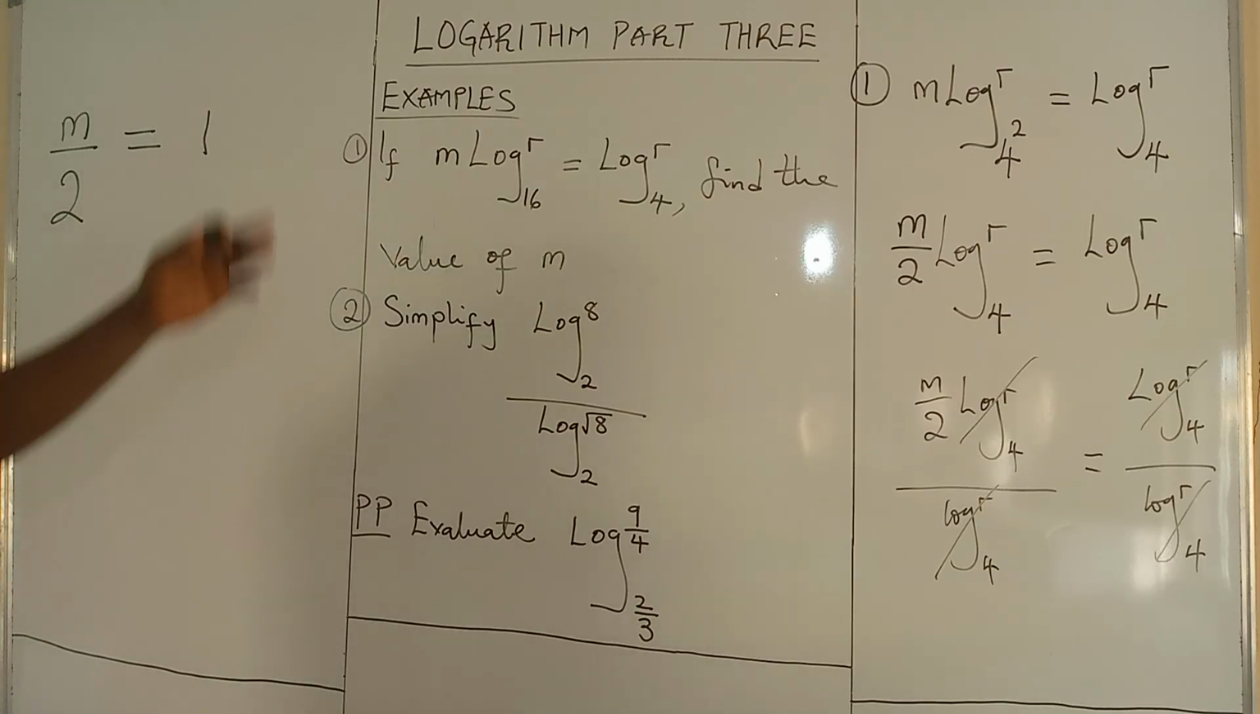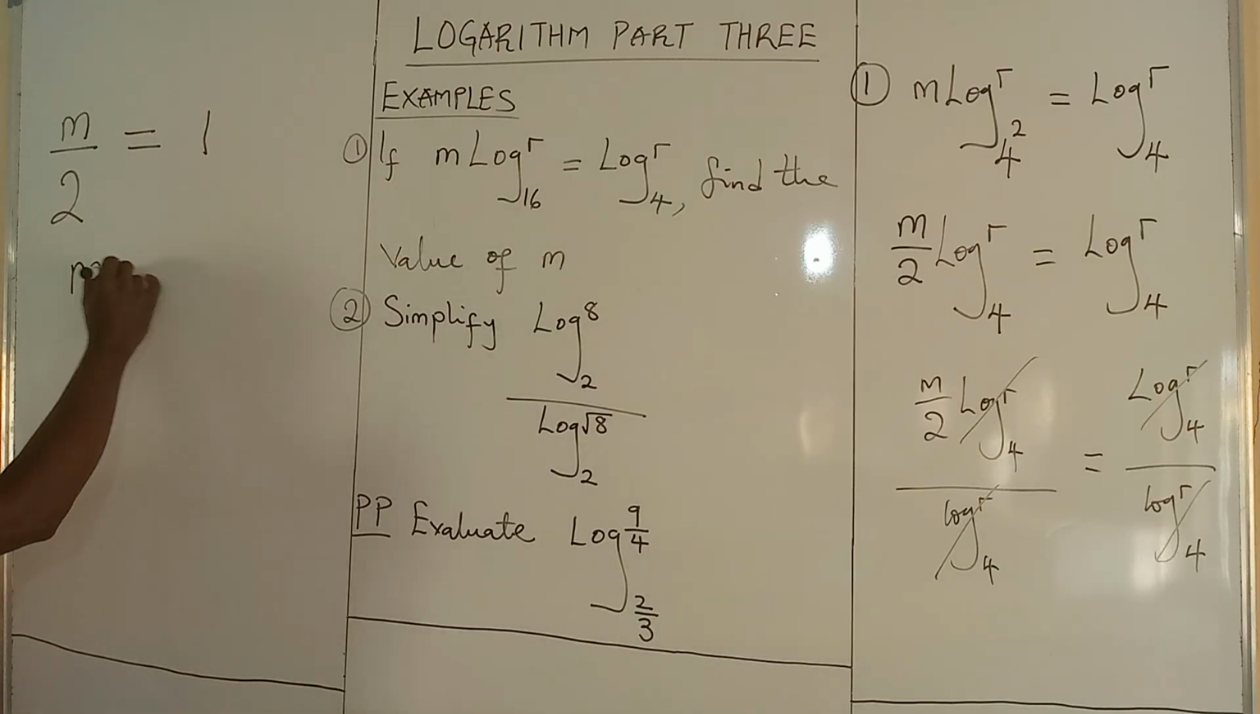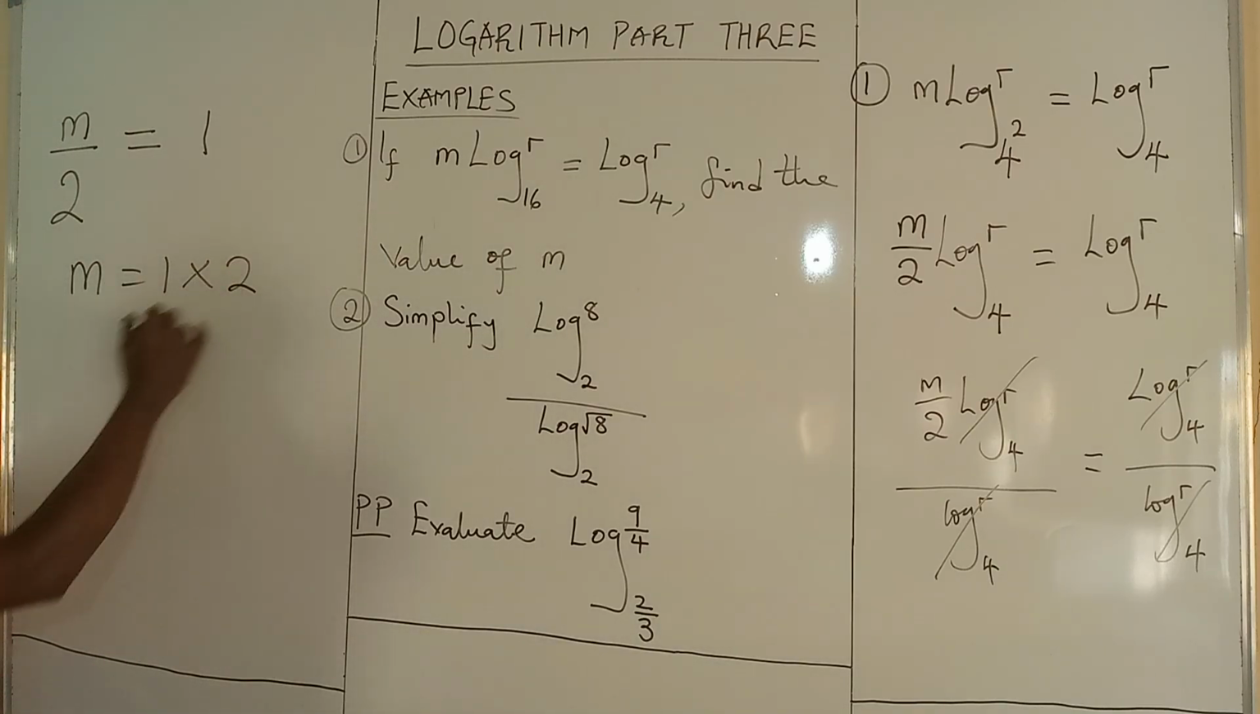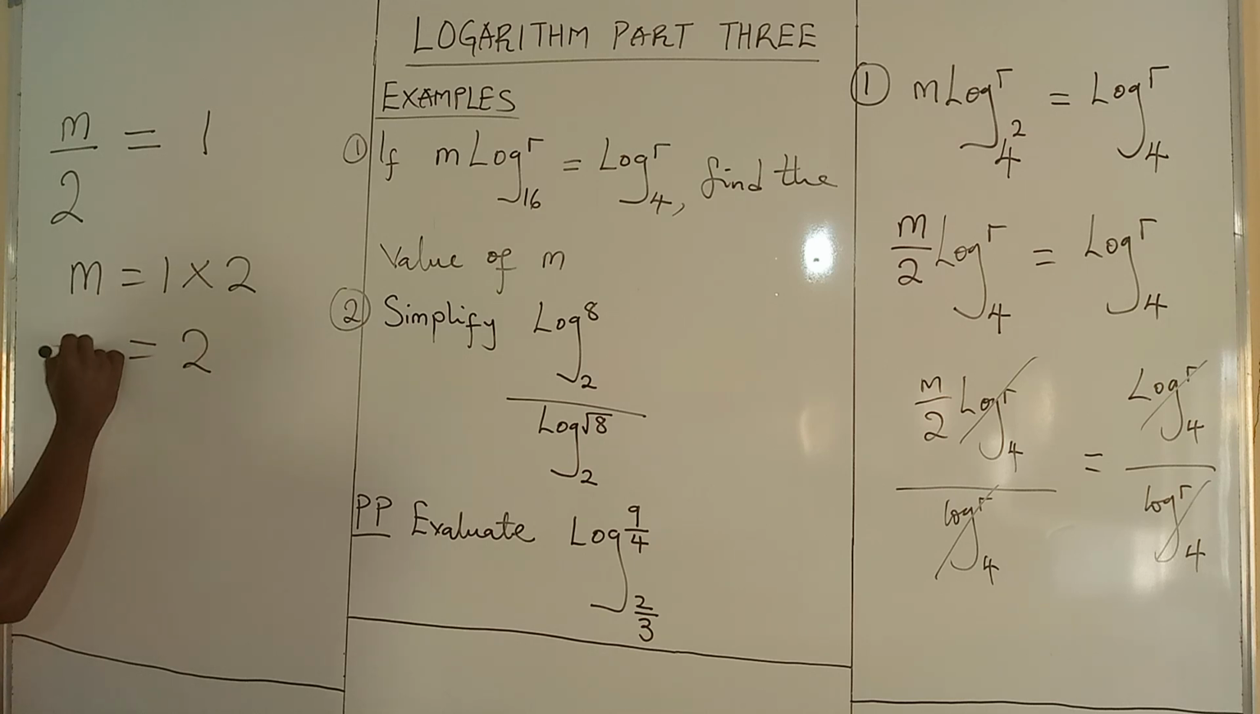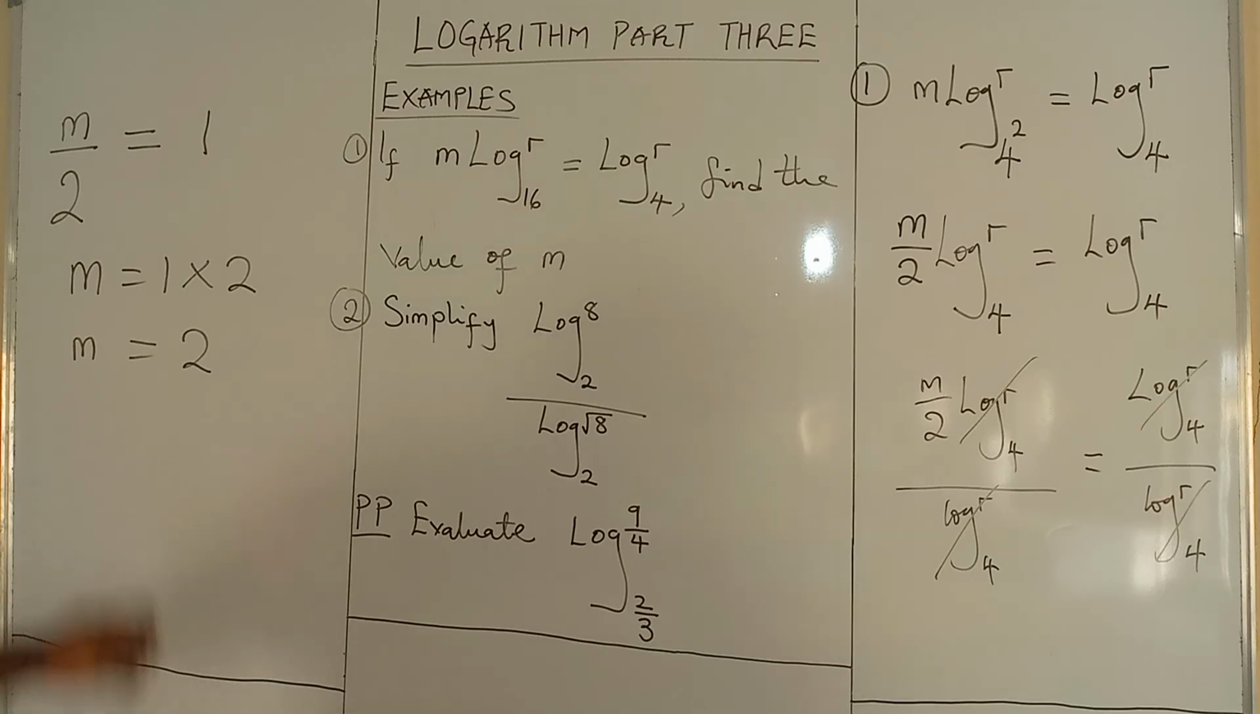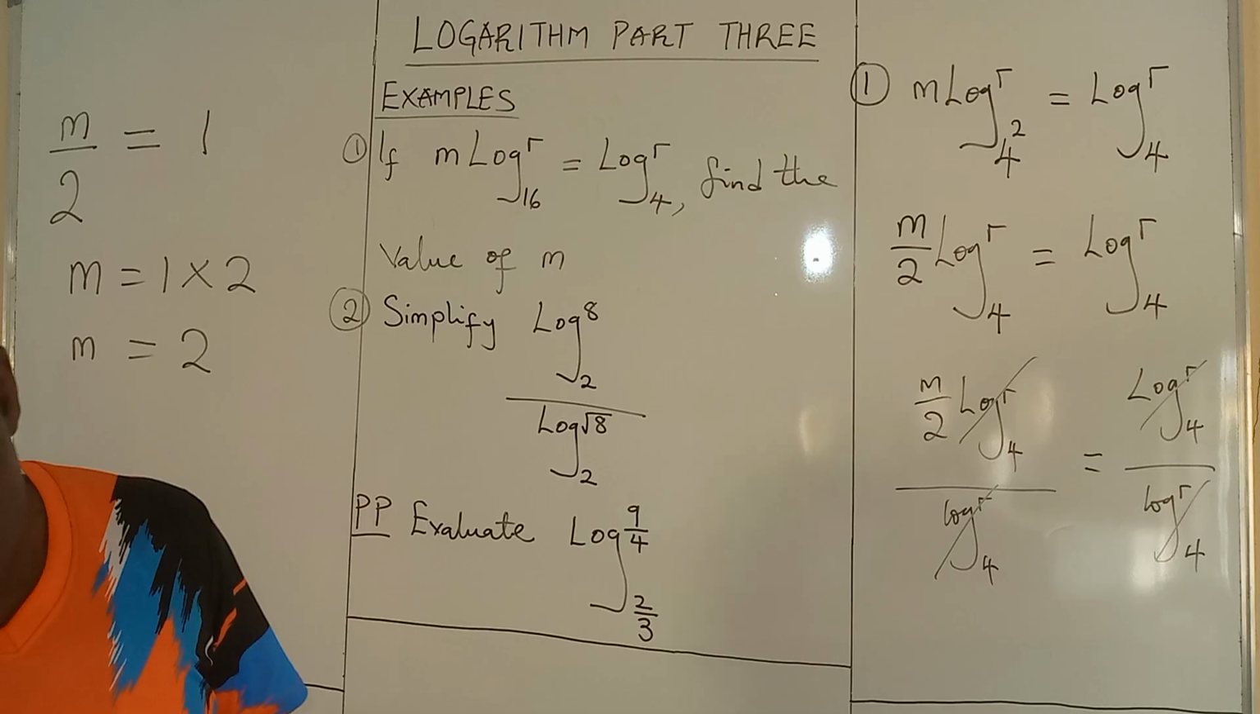So if you cross multiply, m will be equal to 1 times 2, which is equal to 2. So it therefore means that m is 2. And that's the answer to that question.